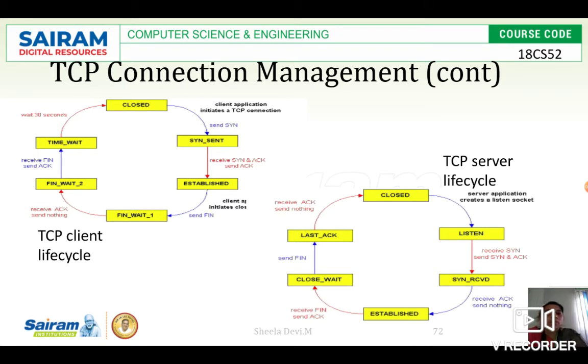What happens at the server side? You see the right side diagram. Here initially the server will be closed and it will be listening. If it gets the SYN segment from the client, it will establish the connection. Then it will get the FIN from the client. It will send the acknowledgement and it will close. Again the server will be sending the FIN segment, for which it will get the acknowledgement from the client within the timeout period. Once that is done, the connection will be terminated. So this is the life cycle of the TCP client and the server. That's all about the TCP connection management.